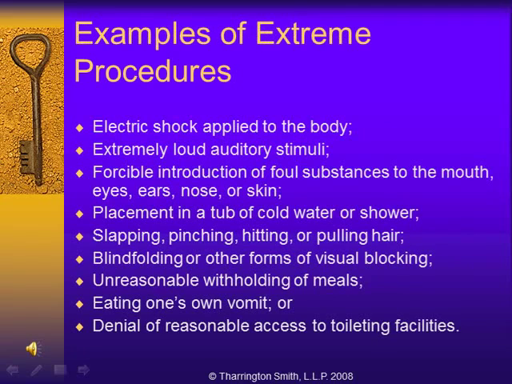These are some examples of disciplinary or behavior management techniques that would be considered aversive procedures. The use of electric shocks, extremely loud or scary noises, forcible introduction of foul substances to a child's mouth, eyes, ears, nose, or skin, putting a child in cold water, physically aggressive acts like slapping, pinching, hitting, etc., blindfolding the child, withholding meals, forcing a child to eat her own vomit, denying access to toilet facilities. These are just some examples of things that would be considered aversive procedures.